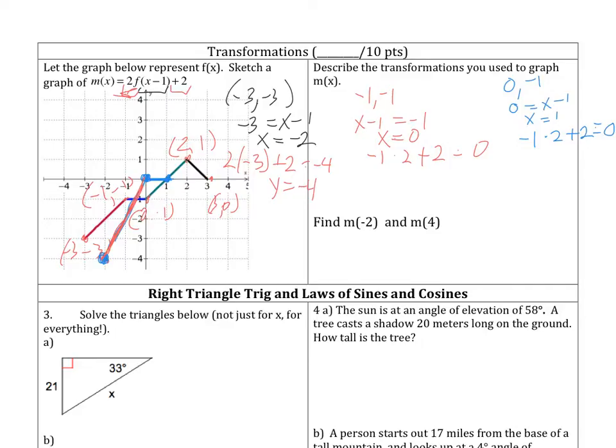Next up, we're looking at the point 2 comma 1. And I'm going to do x minus 1 is equal to 2. In other words, x equals 3. And then 1 times 2 plus 2 should be 4. That's the point 3 comma 4. Okay. 3 comma 4 is up here.